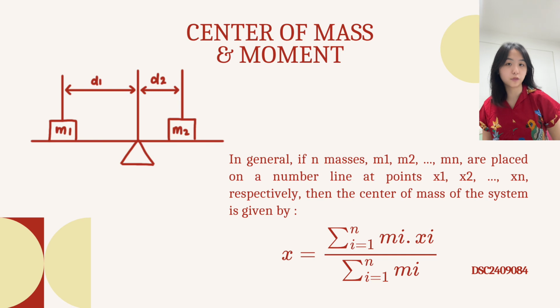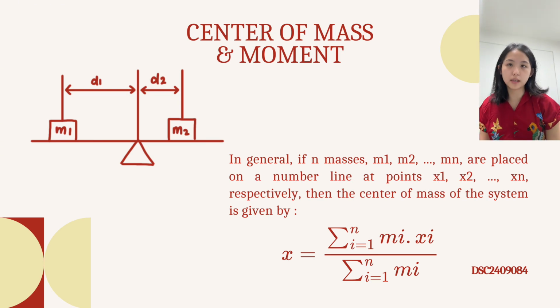So now let's talk about the center of mass and moment. The center of mass of a thin plate with any shape is the point where it balances, and the moment of a particle is calculated as the product of its mass, m, and its distance from a reference point. For example, as I already drew here, suppose we place objects having masses m1 and m2 at distances d1 and d2 respectively, as shown below. Then the center of mass of the system is given by m1 times d1 plus m2 times d2, over m1 plus m2.